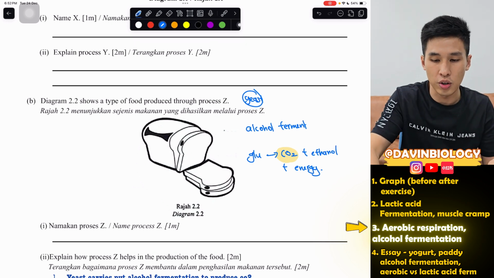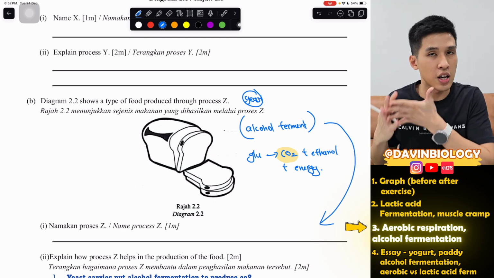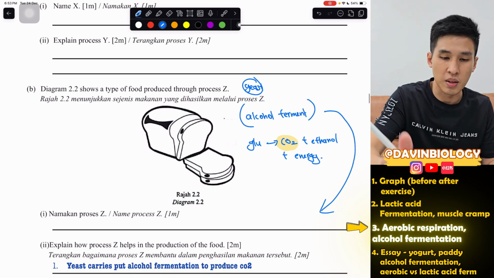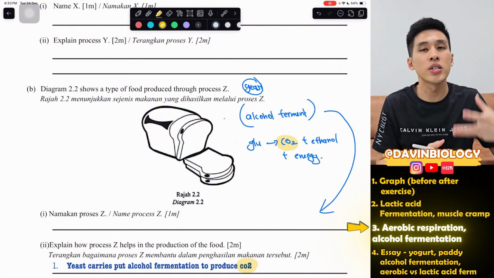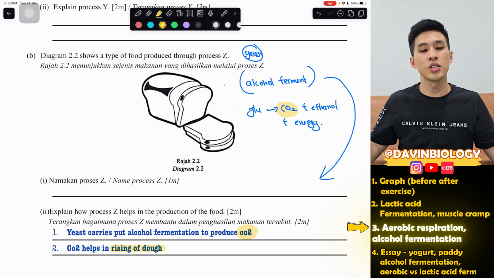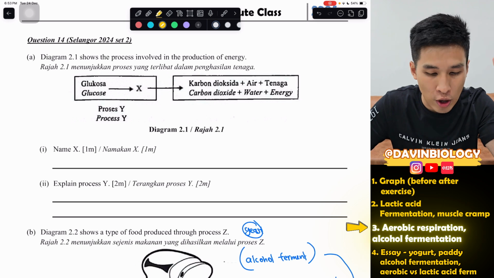So process Z, we already know, alcohol fermentation. Alcohol fermentation is the main process that yeast undergo to make the dough rise. Now, why the dough rises is because of CO2. That's the main thing you have to mention. Okay, if you don't mention CO2, definitely you won't get full marks. Then what's the CO2 for? Rising of dough. Simple as that. Another question settled.